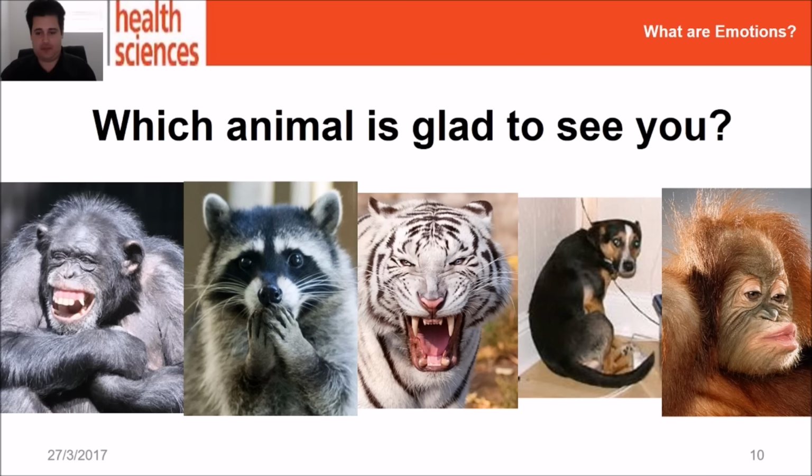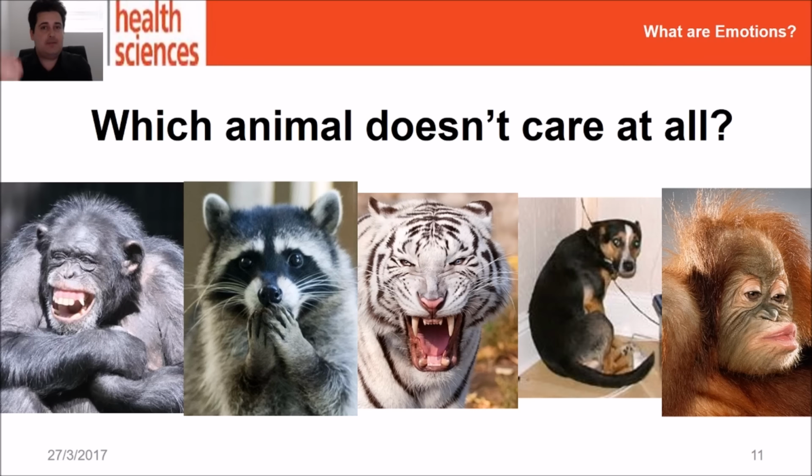Which of these animals, if they were real and in front of you, would be glad to see you? Almost everybody who is watching this will either go with the chimpanzee because it looks like it's having a good time, smiling, happy, we can relate to that, the pulling up of the corners of the mouth, the bunching up of the eyes. Or maybe some of you will go with the raccoon because what the raccoon is showing is surprise, and surprise often leads into other emotions like happiness. If this were a birthday party and the raccoon were going, then it's probably a precursor to happiness in that sense. Which of these animals doesn't care at all what's going on here?